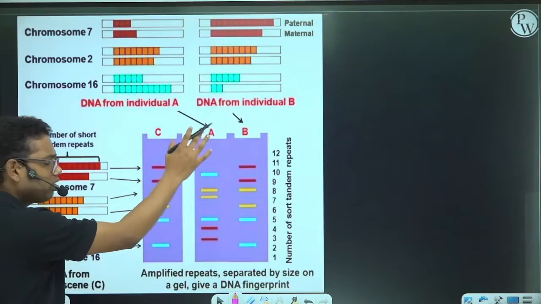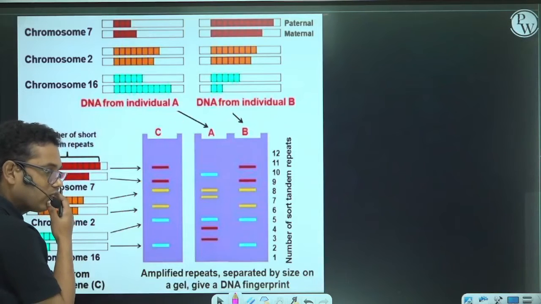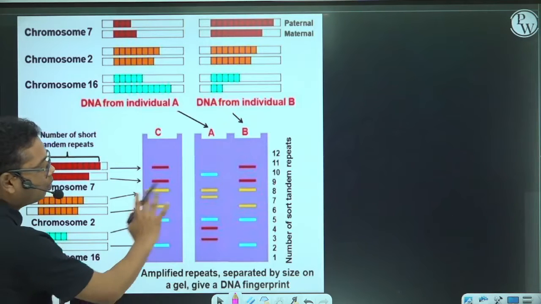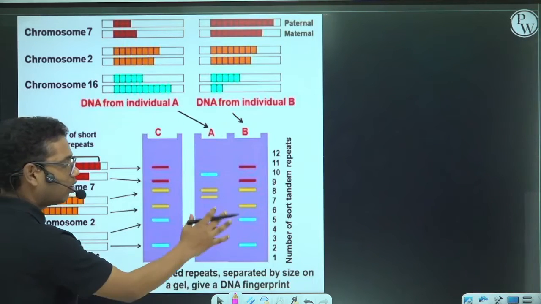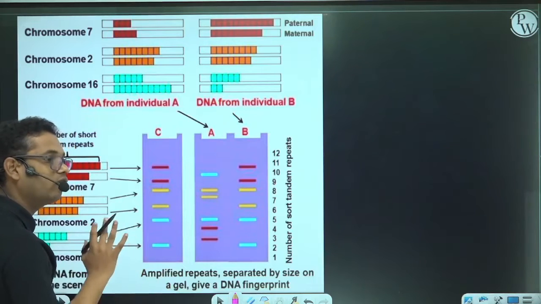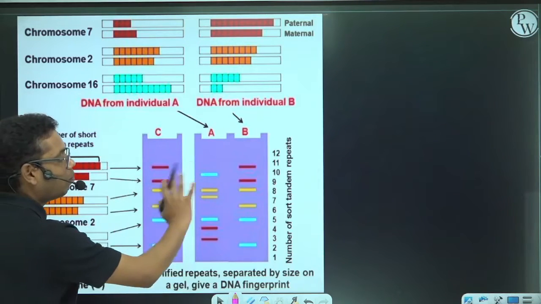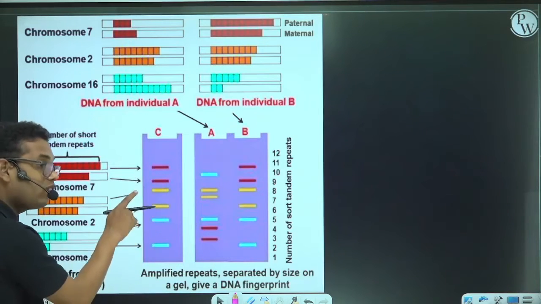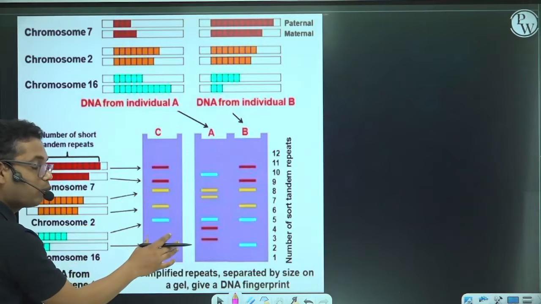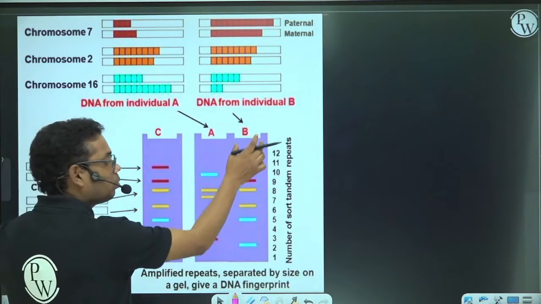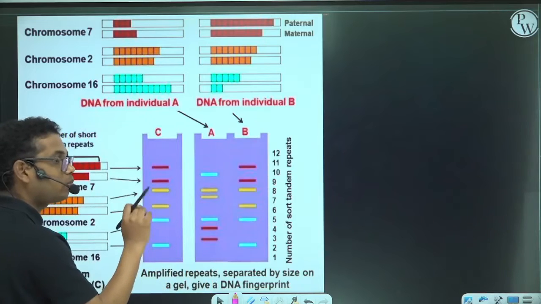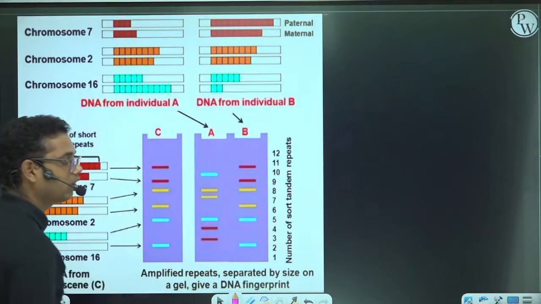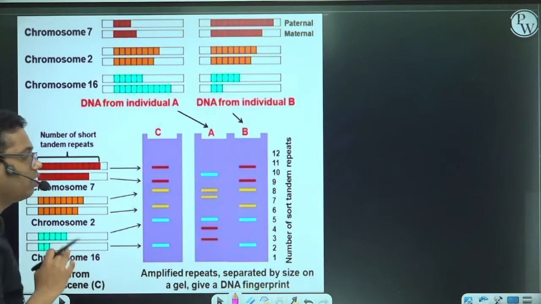Once I perform electrophoresis, then blotting, then hybridization and X-ray film, I will compare the DNA banding patterns, and these DNA banding patterns are of VNTR only. You can clearly see that the DNA banding pattern of the VNTR obtained from the crime site is identical to that of person B, and that is why I will say that among suspect A and B, the criminal is B. Clear? So this was about DNA fingerprinting.